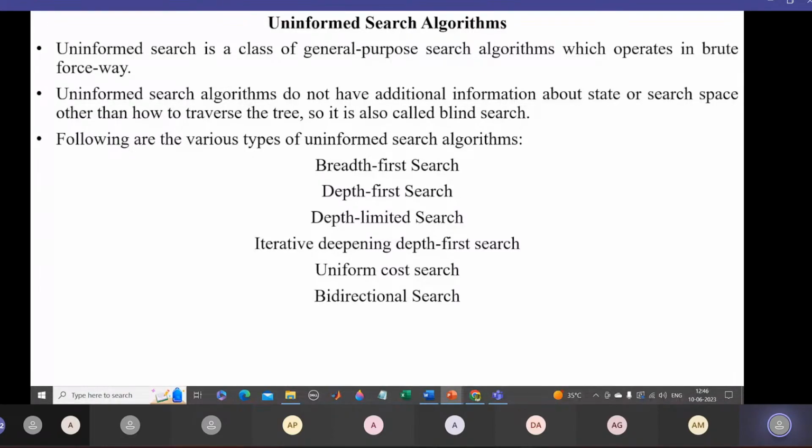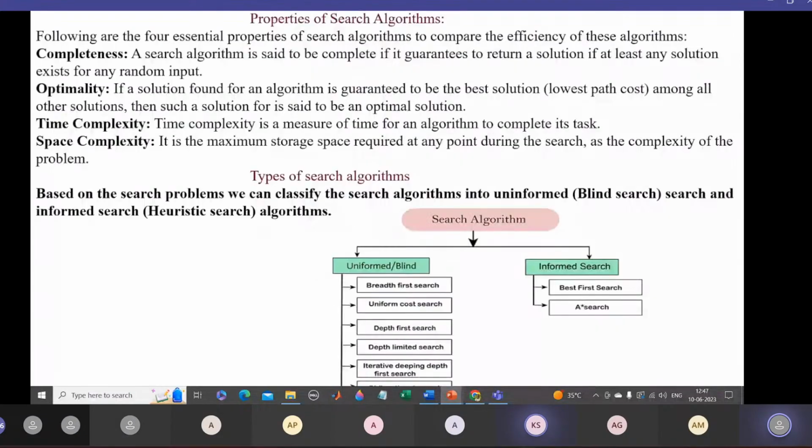So this is your uninformed search algorithm. Which one do you find a little difficult? Iterative deepening. Okay, shall we look at that once again? Or is it okay? And I'll stop my presentation here.